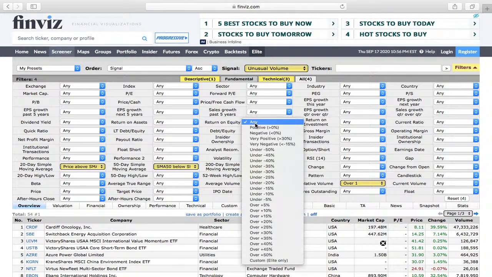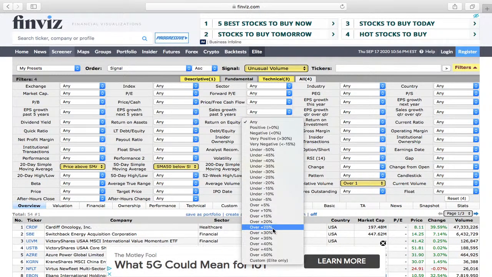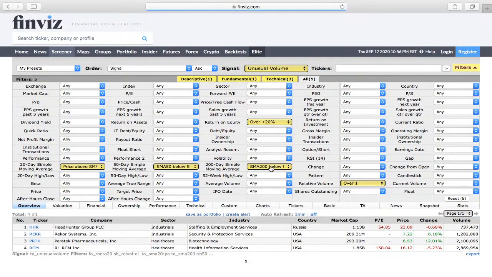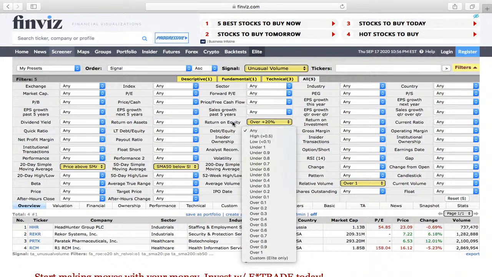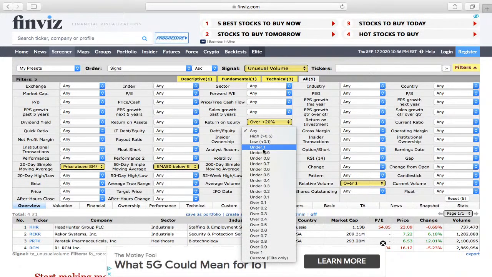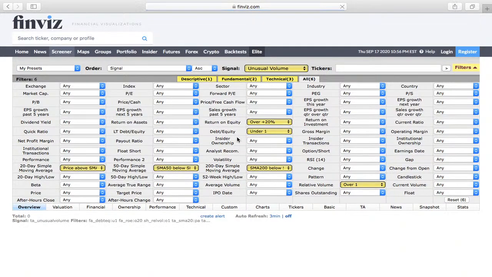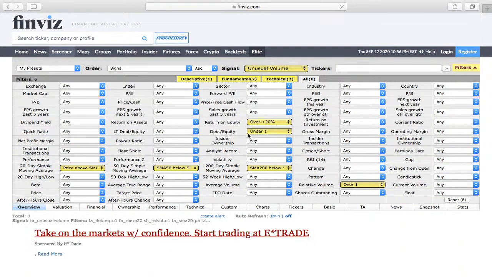So this is kind of the fundamental part of it. You're looking for solid companies in this scan. The return on equity means they're making money as a company, and under 1 for debt equity means that they are not in debt.